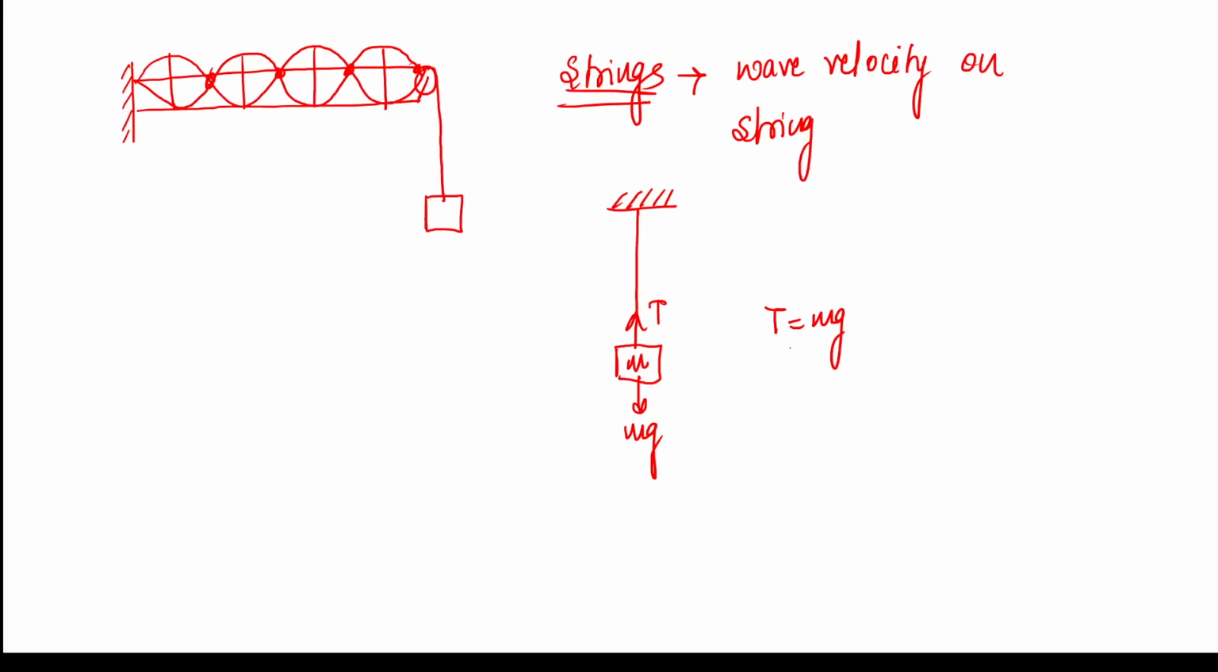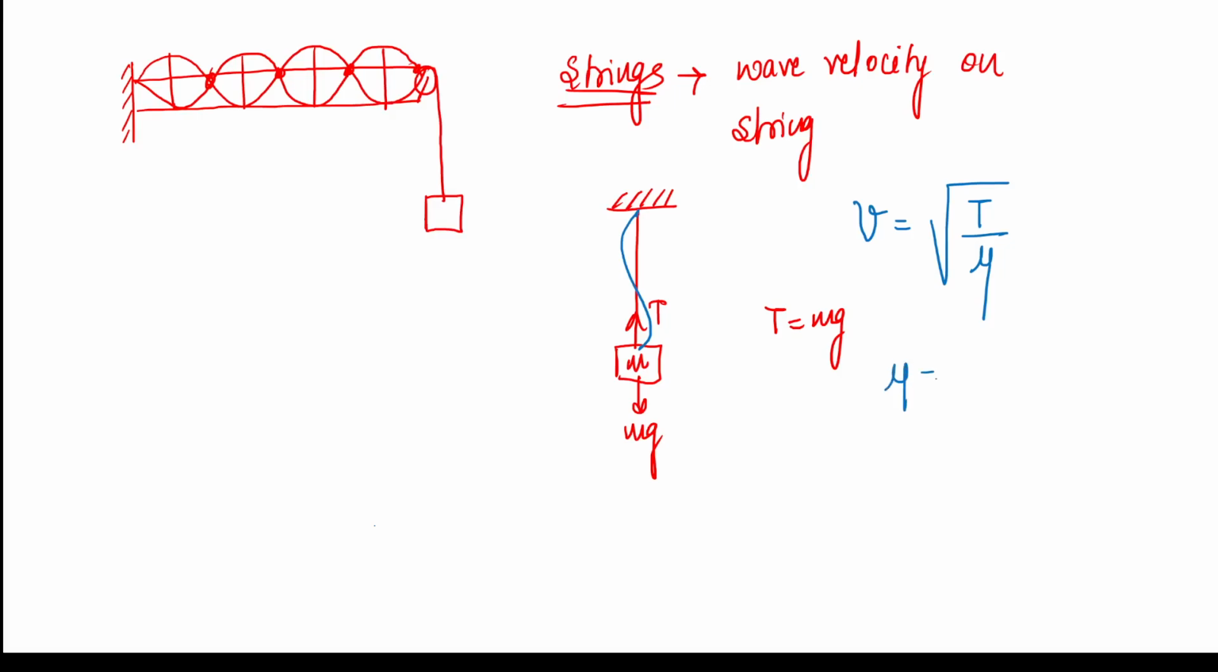Now if this tension is increased and there is a wave on this string, let's say the wave on this string is something like this, and if I increase the tension, it is found that this wave travels faster. So velocity is, this is given in your equation sheet, so square root of T over mu.